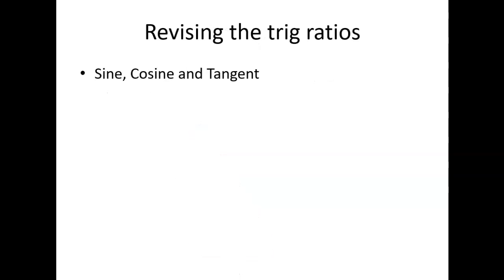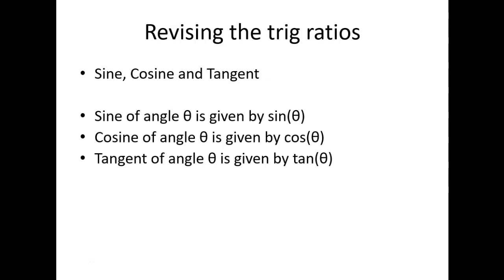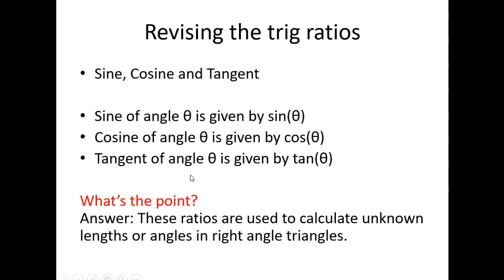All right, so just revising your trig ratios. We do call them sine, cosine, and tangent, or sine, cos, and tan for short. Okay, so sine of angle theta is given by sin theta, cosine of angle theta is given by cos theta, and tangent of angle theta is given by tan theta. So this is basically the sin theta, cos theta, and tan theta, just simplified.